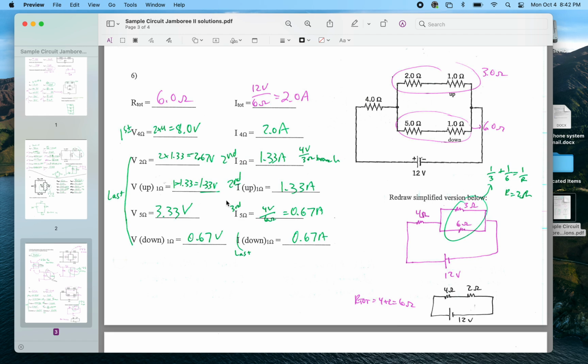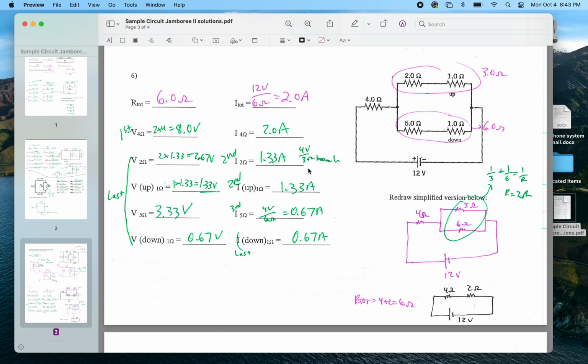Now I'm going to pick on the branches. So I did this top branch first. So the way that I thought about it was this whole thing has 2 ohms. The whole current is 2 amps. So the voltage across this whole component is 4 volts. But in this branch, that 4 volts divided by 3 ohms gives me my current. So 4 divided by 3 is 1.33 amps in that top branch. 4 volts divided by 6 ohms gives me 0.667 amps in the bottom branch.